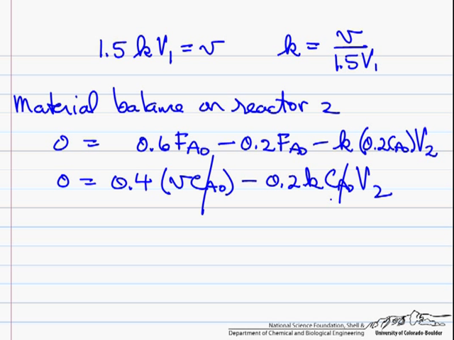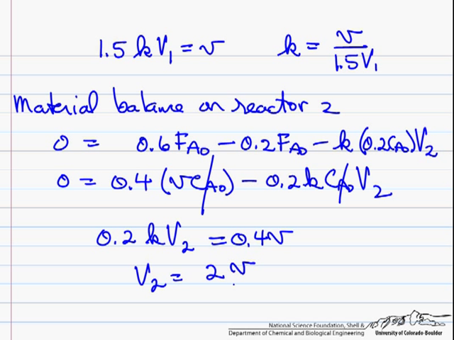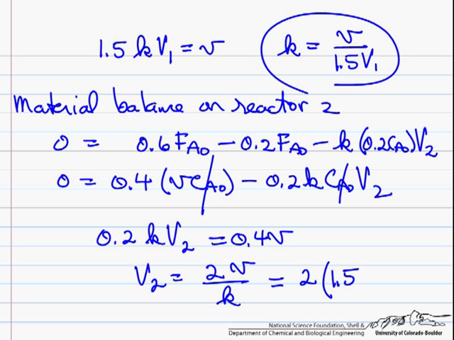Again, the concentration CA0 doesn't matter. So we end up with 0.2 times the rate constant times volume of reactor 2 is 0.4 times the volumetric flow rate, which means V2 is 2 times the volumetric flow rate over the rate constant. And up here we said that the volumetric flow rate over the rate constant is 1.5 times V1. So V2 is 3 times V1.